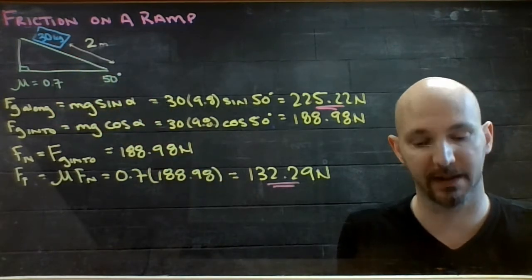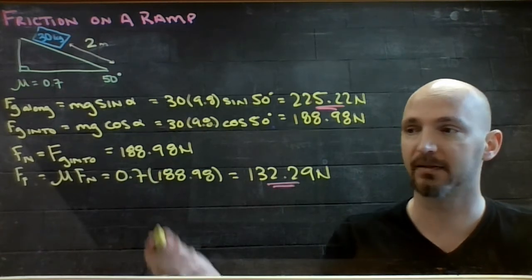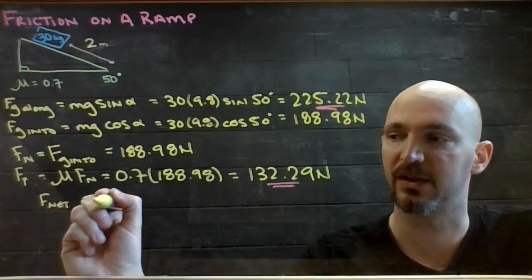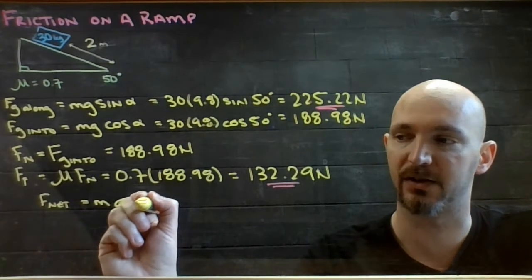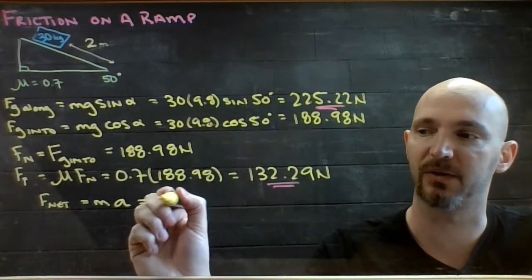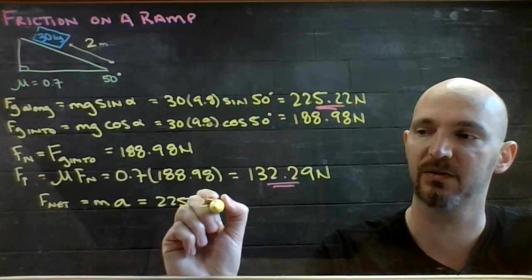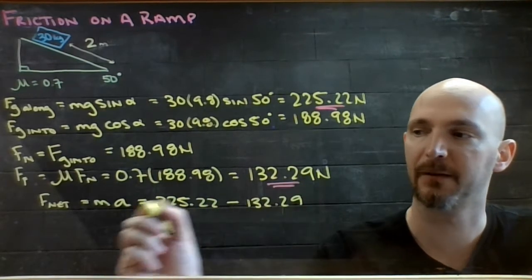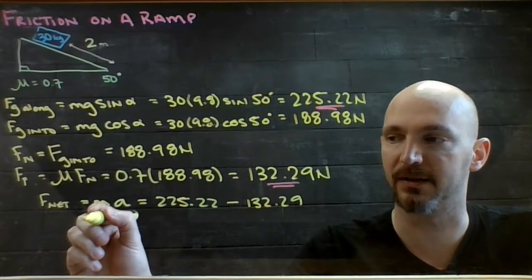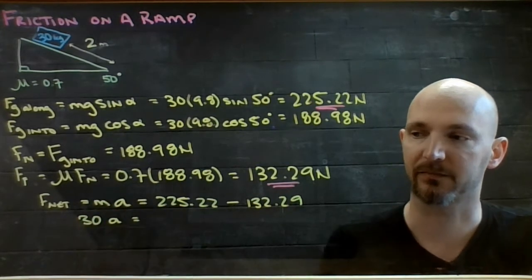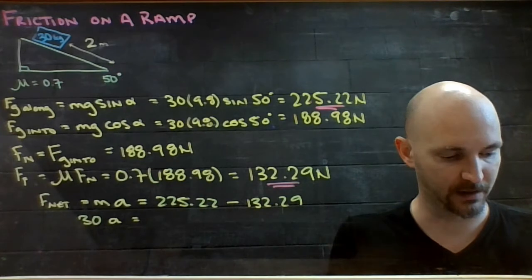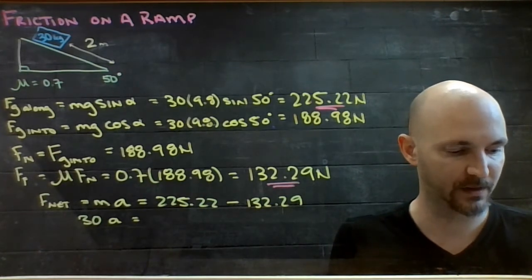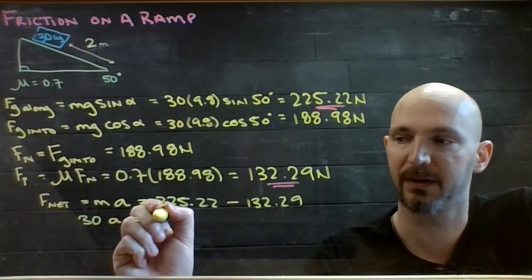If it can do that, then I should figure out what the acceleration is. So I start with my net force, F net, which is mass times acceleration, will be my driver force, 225.22, subtract my resisting force, 132.29. The mass of my block is 30 kilograms. And that, 225.22 minus 132.29, gives me 92.93.